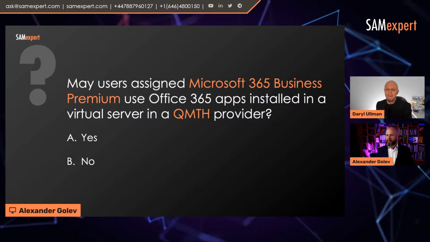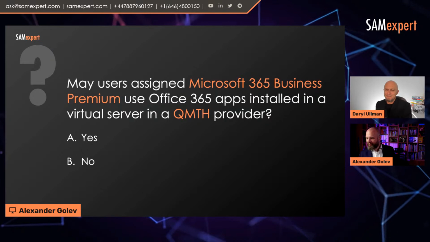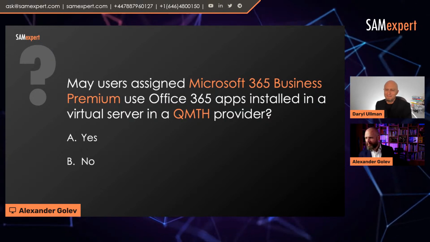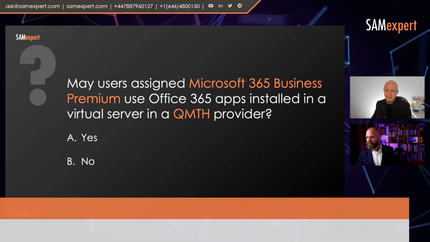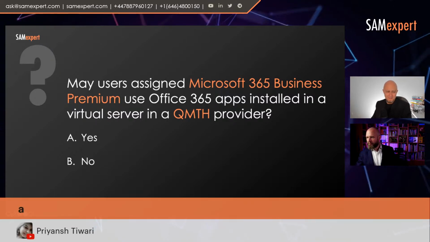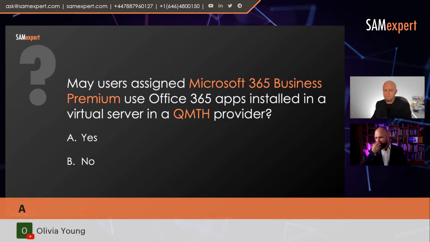We have B from Ivan. Let's get the brain cells working again. First B from Ivan. Thank you, Ivan. Olivia, I'm not sure if she was answering this question or the other one. Olivia said A.